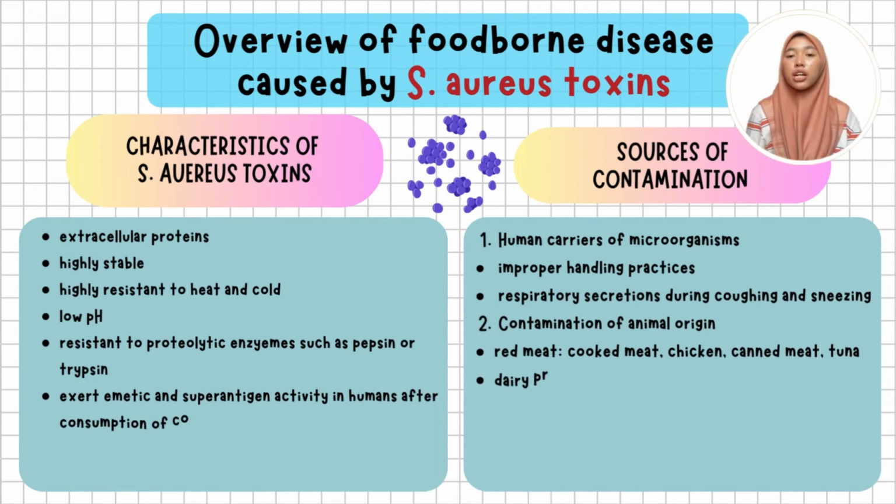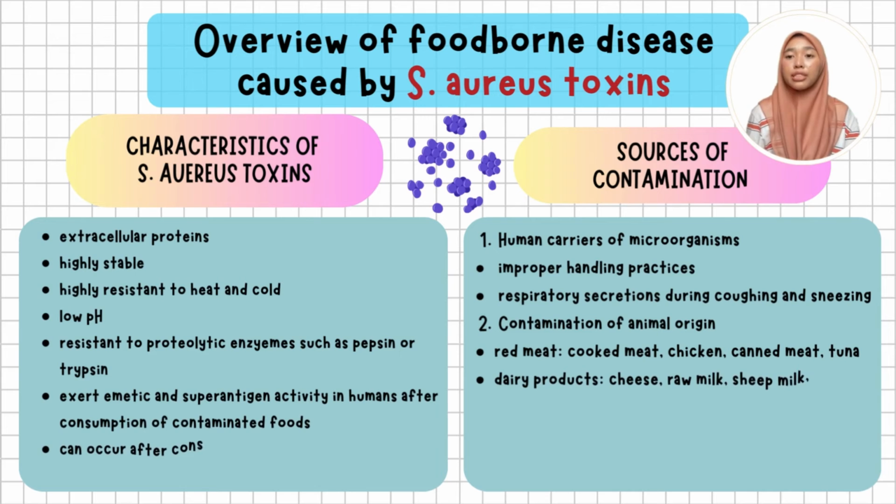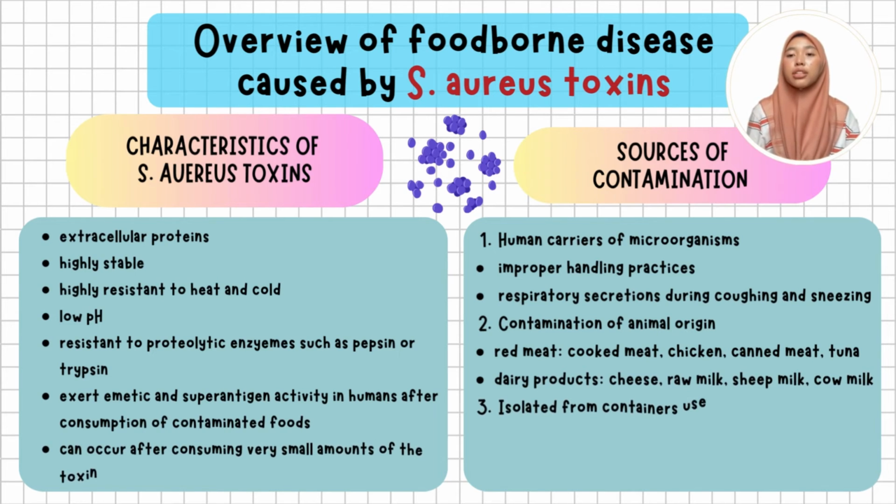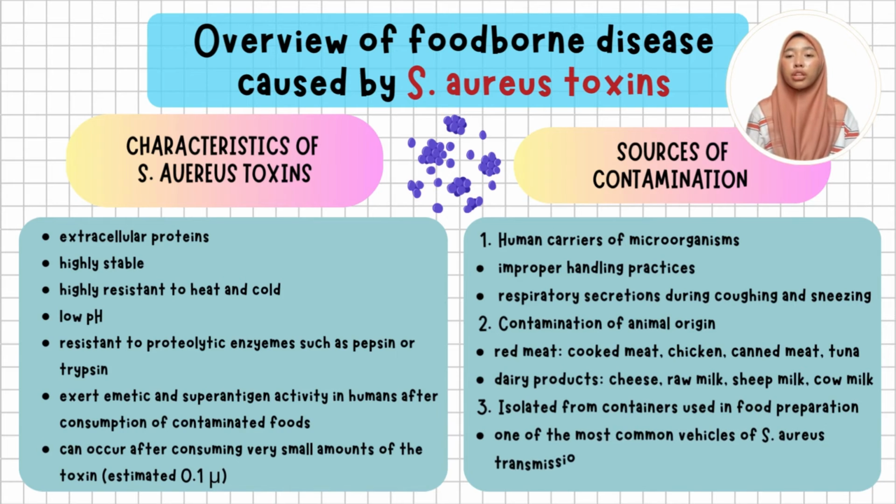Staphylococcus aureus toxins are extracellular proteins released into the environment such as food. They are highly stable, resistant to heat, cold, and low pH, making them difficult to destroy even with cooking or freezing. These toxins are also resistant to digestive enzymes like pepsin and trypsin, allowing them to remain active in the digestive system. They can cause emetic effects leading to vomiting and act as superantigens, triggering massive T-cell activation and severe inflammation. Additionally, as little as 0.1 microgram of the toxin can cause food poisoning.